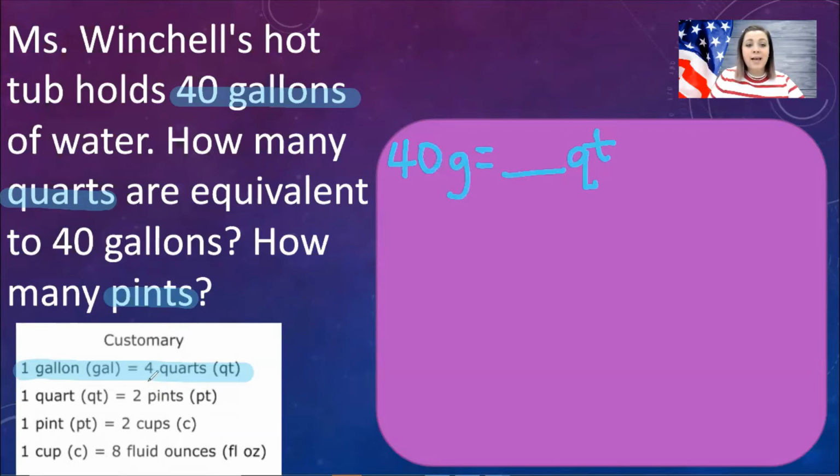And we already said that there were 4 quarts in every gallon. So what are we going to have to do? Did you say multiply 40 times 4? Good work. So let's go ahead and do that here. You do yours while I do mine, and then we'll compare. Did you determine that there are 160 quarts in 40 gallons? I hope so. Good work.